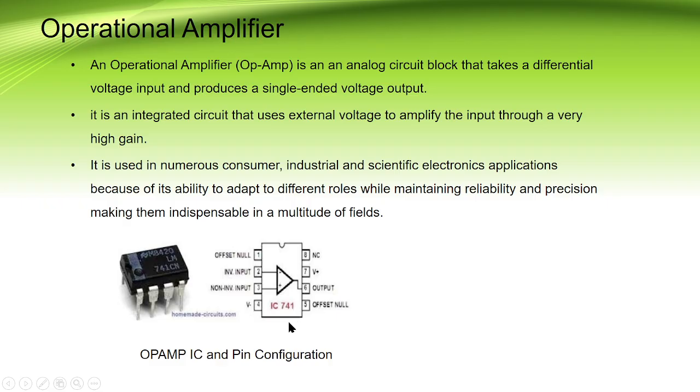Given below is the pin diagram of a commonly used IC 741. There are 8 pins in this. The first pin is offset null, second pin is inverting input, third pin is non-inverting input, fourth pin is negative supply, fifth pin is offset null, sixth pin is output, seventh pin is positive voltage, and eighth pin is no connection.